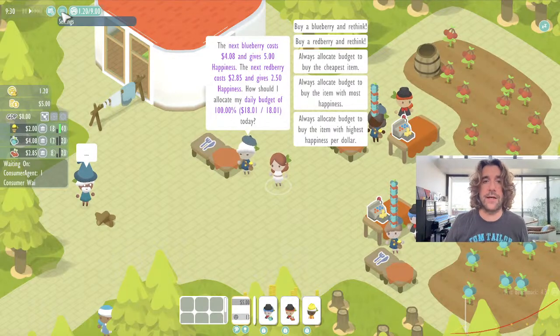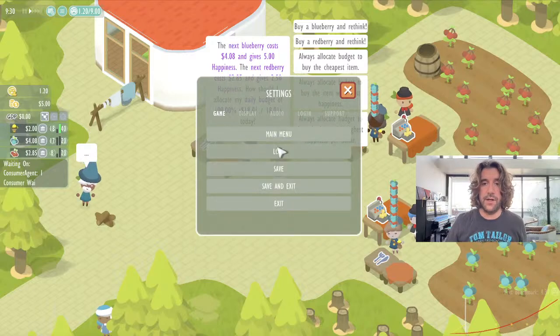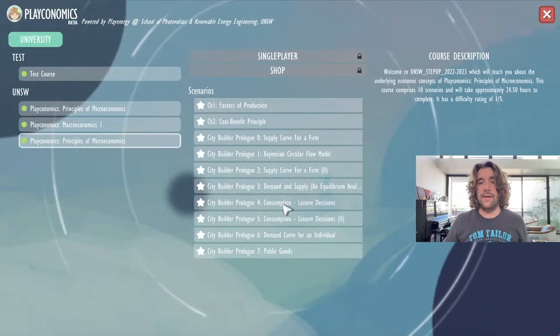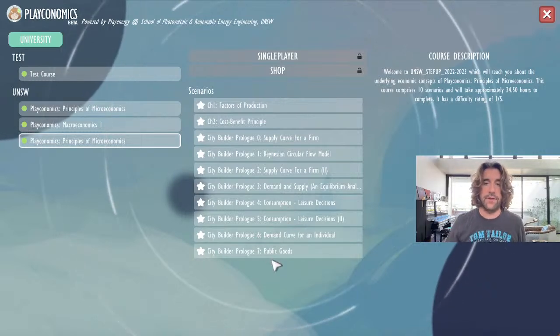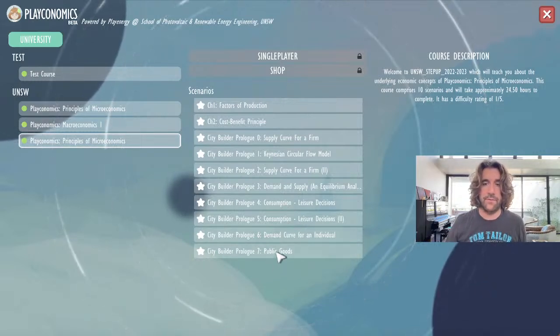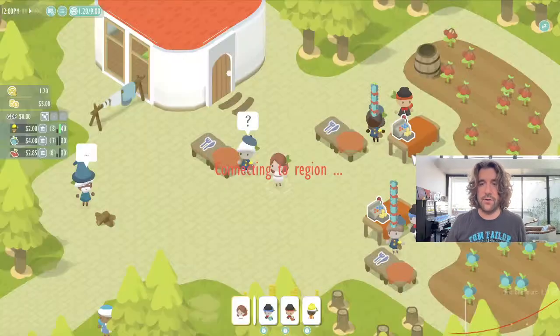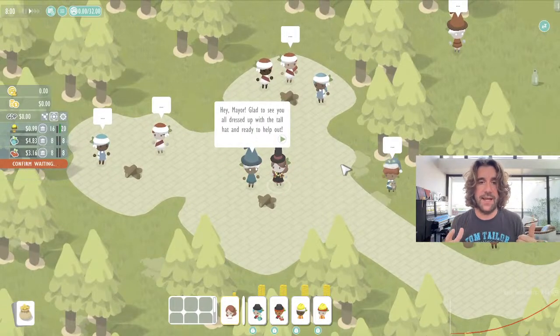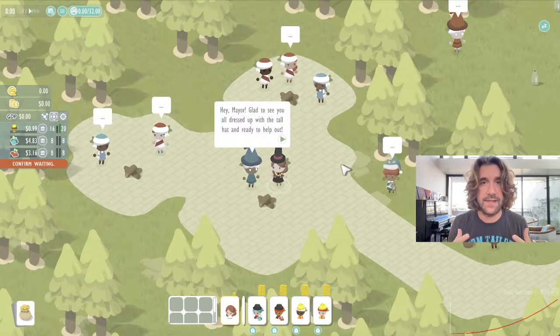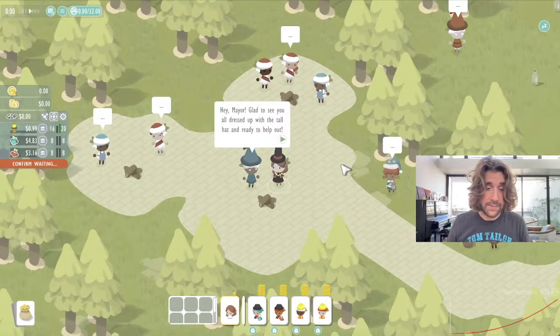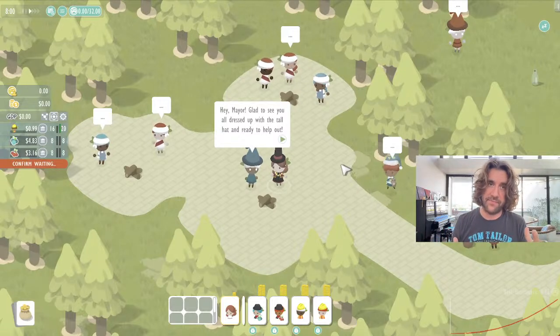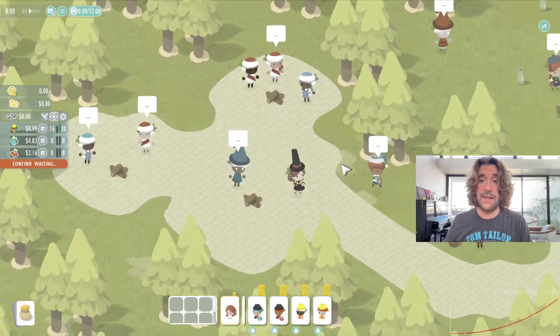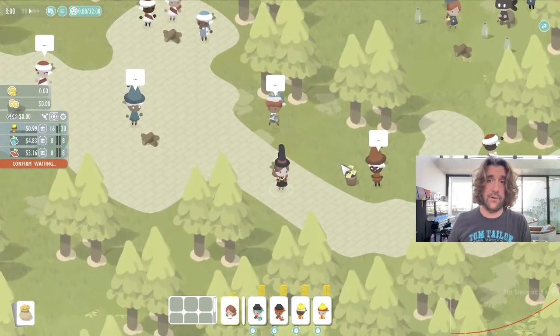Fantastic. The next thing I want to touch on is, I'm going to go here and access the main menu. Next up is this new level, the public goods level. So I'm going to just check this out in easy mode. This level is interesting because it furthers our understanding of the differences between some of the goods that we consume in everyday life. At this point, we have been focusing on blueberries and red berries. Very good. These are private goods. They are private goods because they are excludable and non-rivalrous.